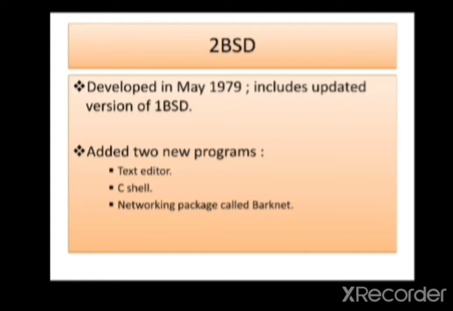Now we will see 2BSD. 2BSD was released in May 1979. In that year, it included an updated version of 1BSD. It also added two new programs by Joy that persist on Unix systems. The two programs are vi, a visual version of ex that is a text editor, and second is the C shell. Joy sent out 75 copies of 2BSD. The next feature was a networking package called Berknet. Berknet was developed by Eric Schmidt as part of his master's thesis work.